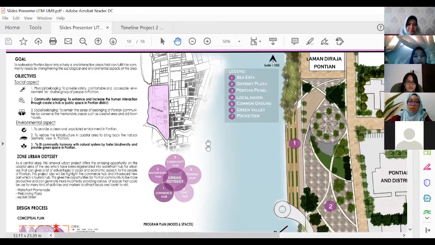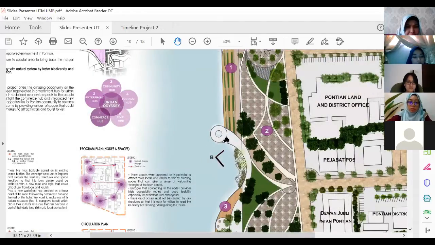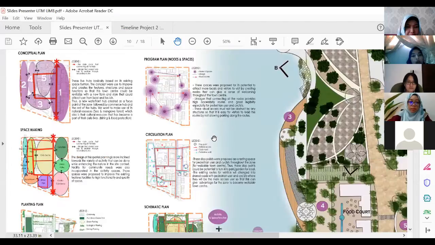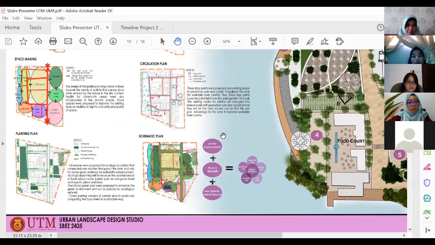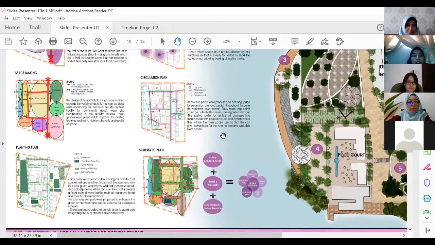the lower one, madam. So these are the design processes that I have produced to make my master plan. So the conceptual plan, a bit up, madam. Conceptual. Okay.